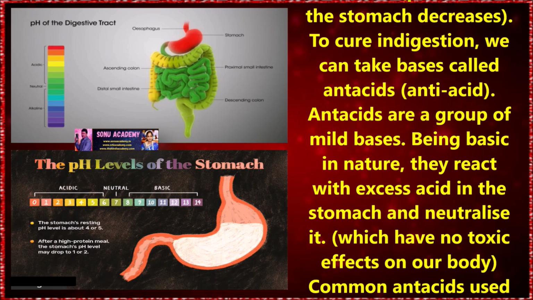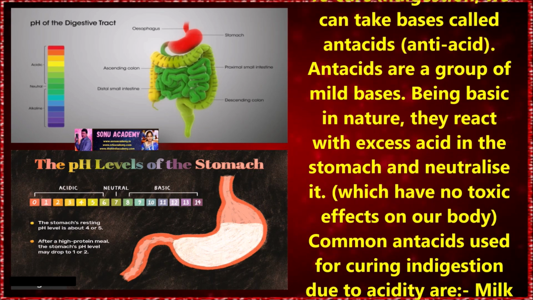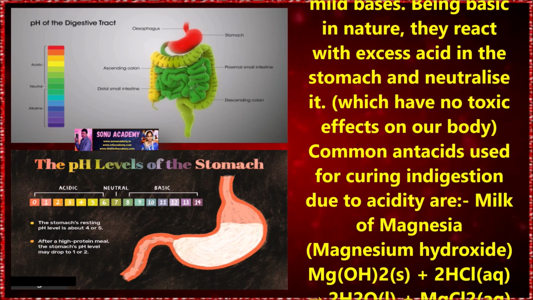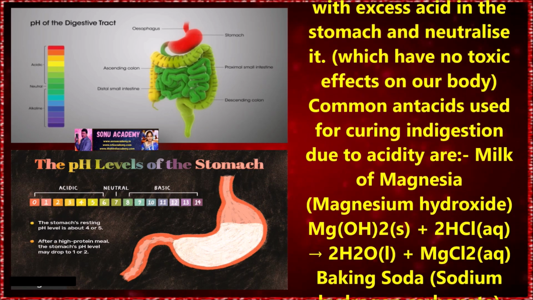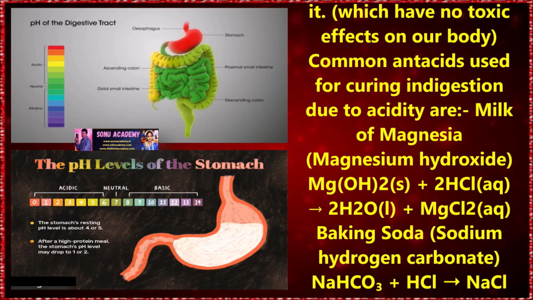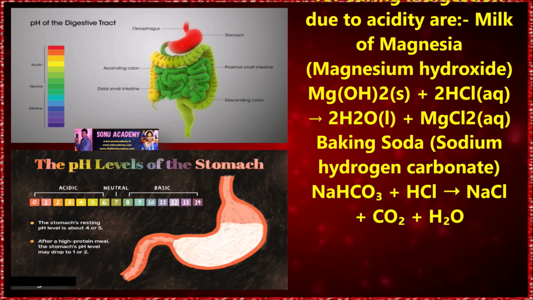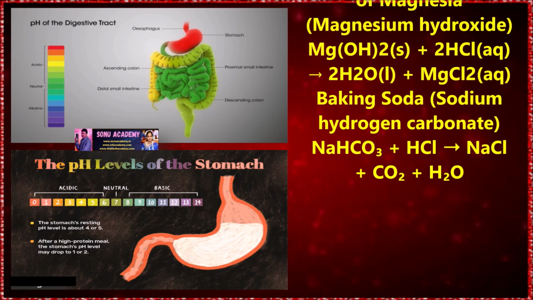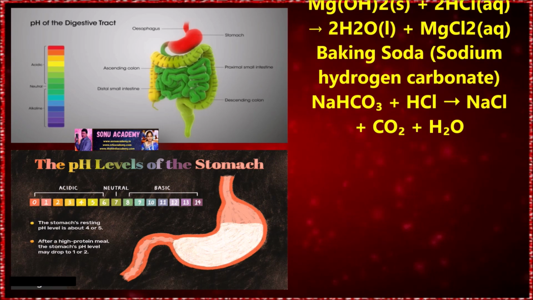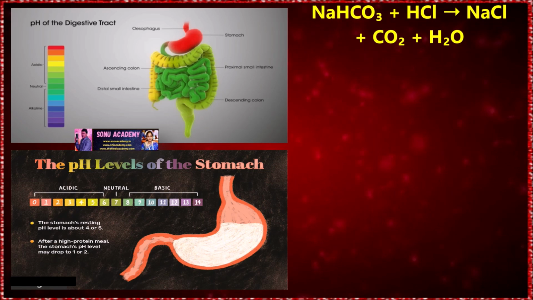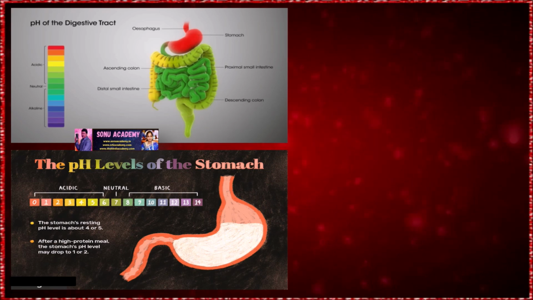To cure indigestion, we can take bases called antacids. Antacids are a group of mild bases. Being basic in nature, they react with excess acid in the stomach and neutralize it. Common antacids used for curing indigestion due to acidity are milk of magnesia, meaning magnesium hydroxide, and baking soda, etc.